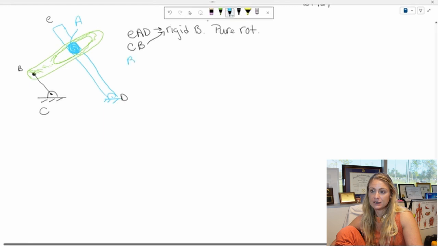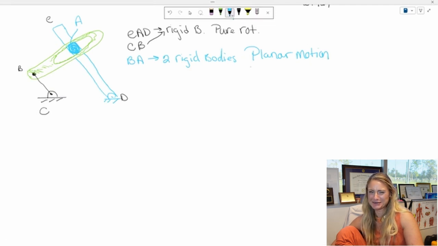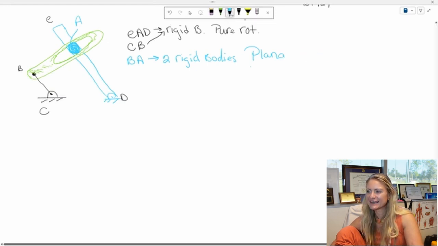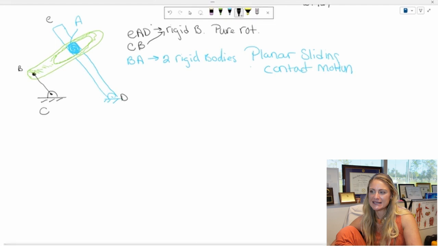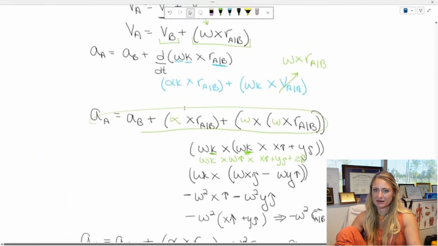But BA, this is two rigid bodies undergoing planar motion. It should be like planar sliding contact motion, let's say it that way. So it's going to say planar sliding contact motion, because now I can solve EAD and CB by using the equations that we developed up here. No problem at all, okay?